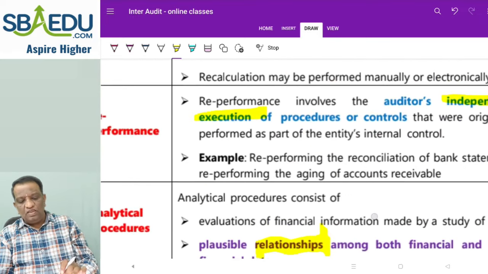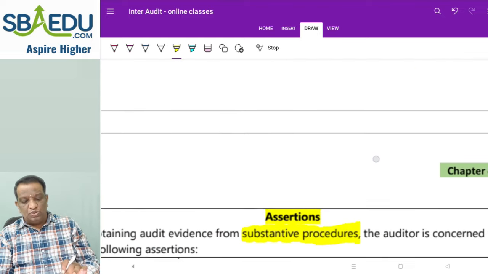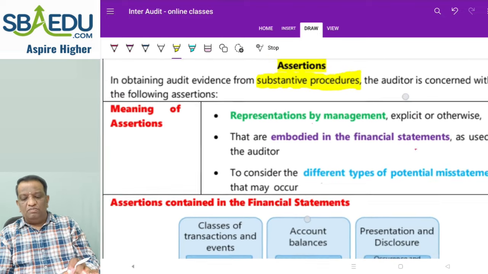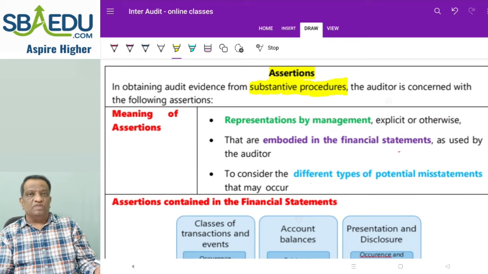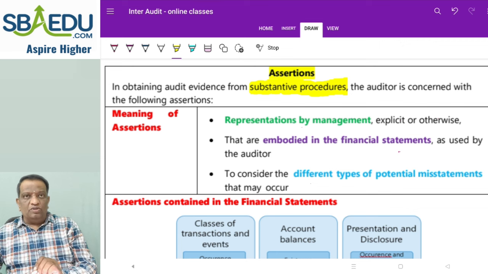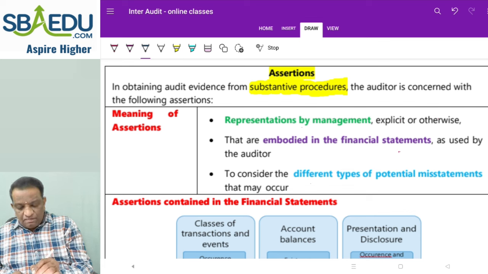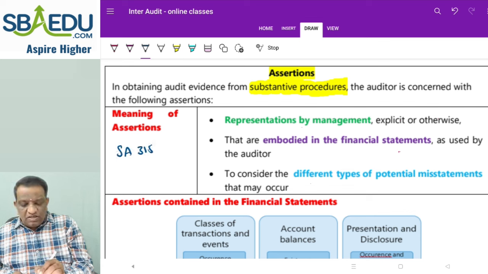Now, what are these assertions? Where does the auditor use them, how do we best define assertions, and what are the types of assertions? These are the topics that we talk about. Directly moving on to the definition, which is given in our SA 315, and the same definition is also covered in ISA 315.